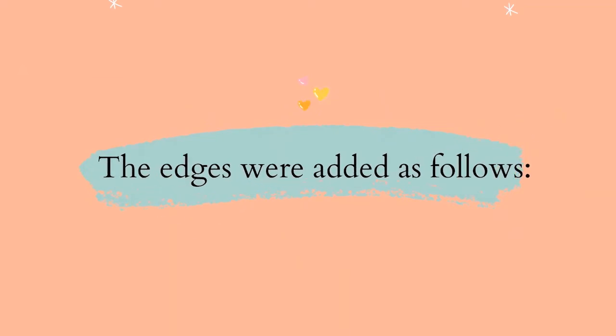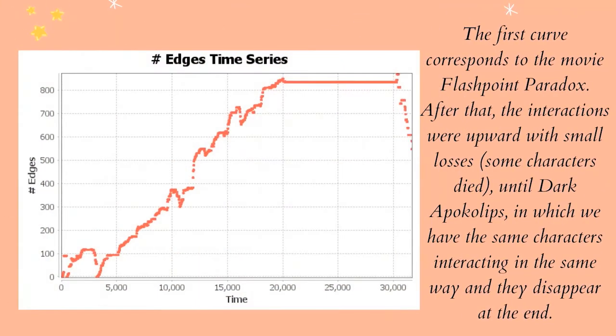The edges were added as follows. The first curve corresponds to the movie Flashpoint Paradox. After that, the interactions were upward with small losses. Some characters died until Dark Apocalypse, in which we have the same characters interacting in the same way and they disappear at the end.